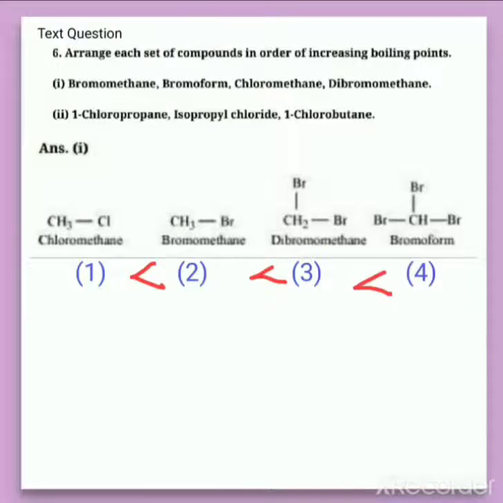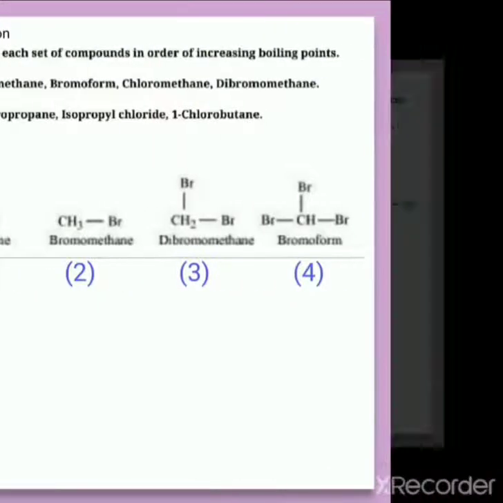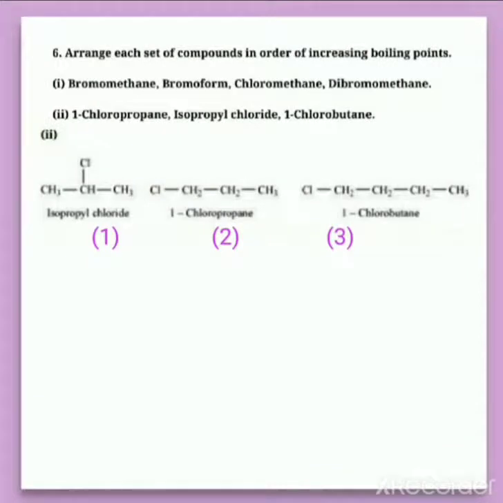So whenever a structure is given, first of all count the number of carbon atoms. If the carbon atoms are the same, find out how many halogen atoms are there. If the halogen atom is the same, then you count the number of halogen atoms. If different halogen atoms are there, as in the first and second case, you need to find which halogen atom is greater in size, that will have the greater boiling point. Let us do the second one.